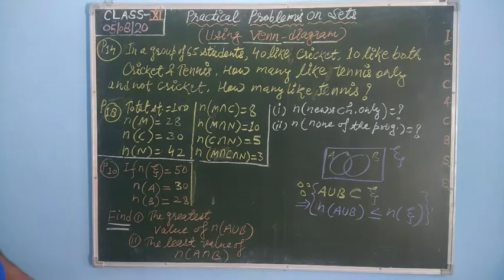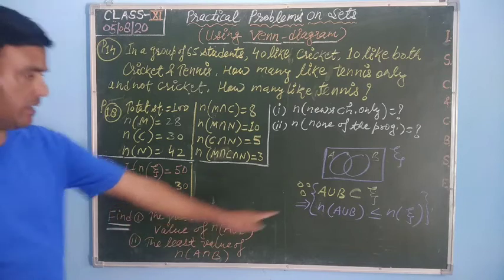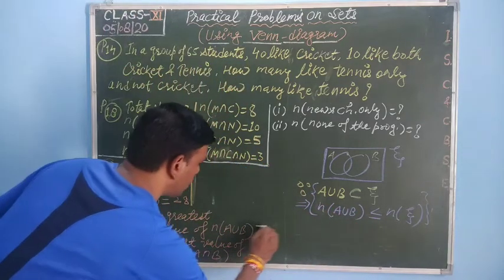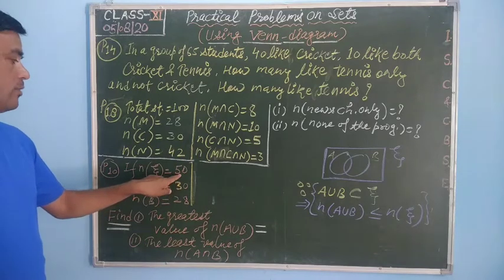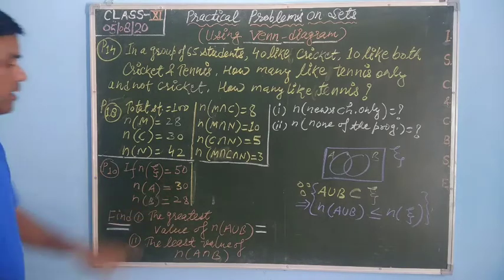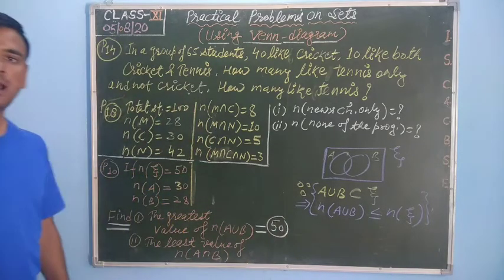It means the maximum value of A union B may be the number of elements in the universal set. Therefore, because the number of elements in the universal set is 50, the greatest or maximum value of n(A union B) will be 50 itself. So your answer is 50. Okay, I think you got it.